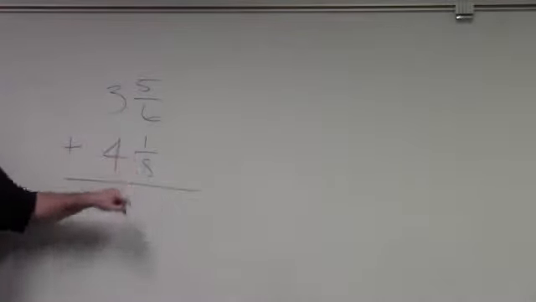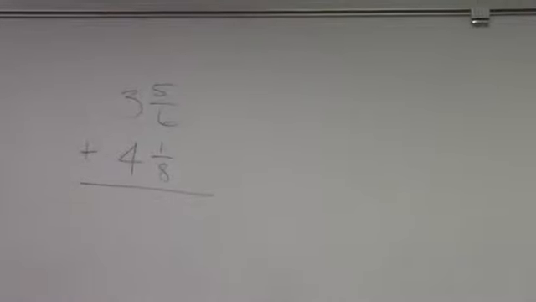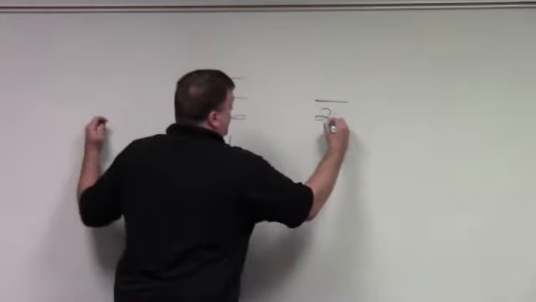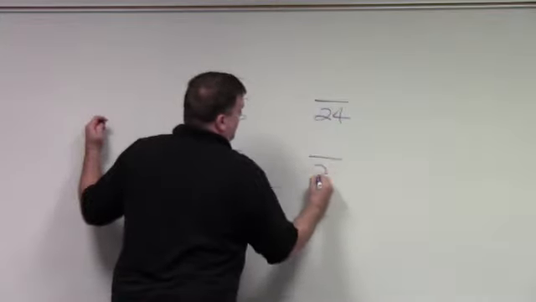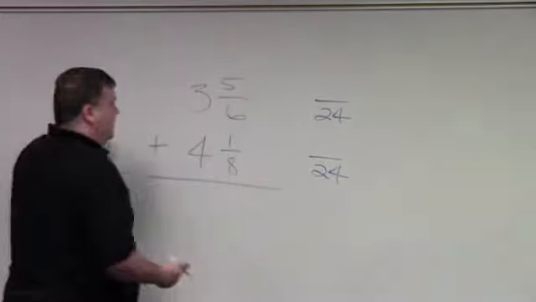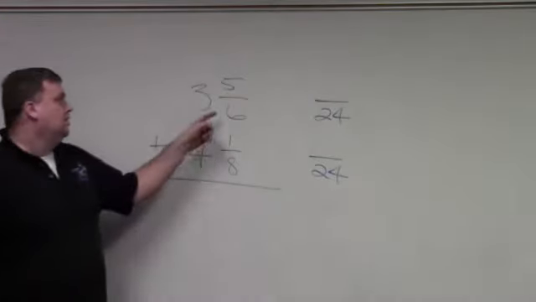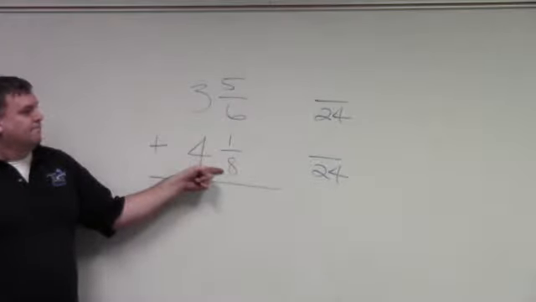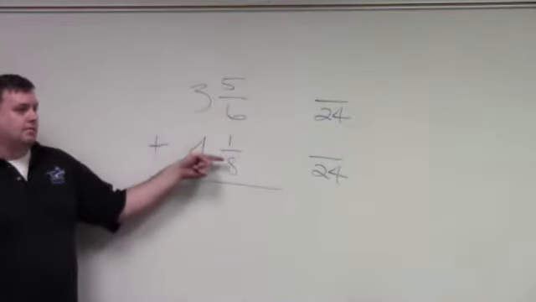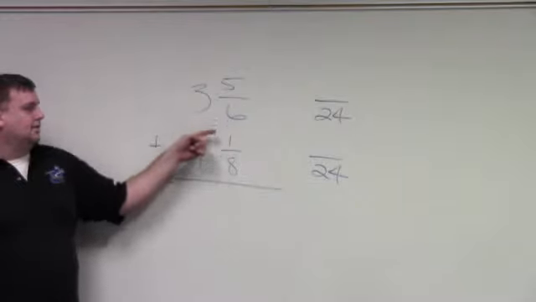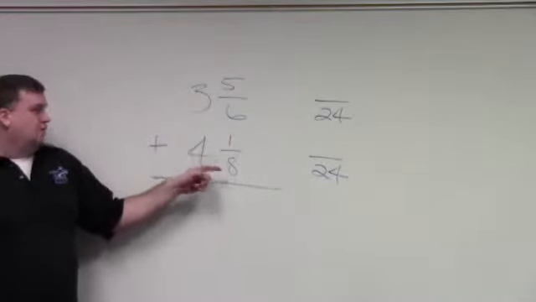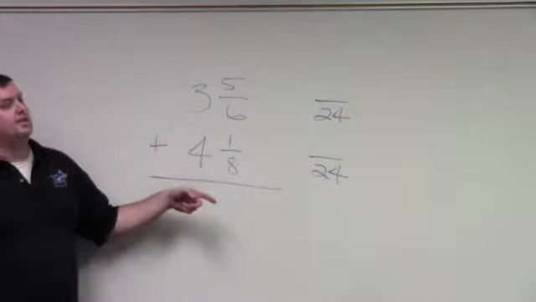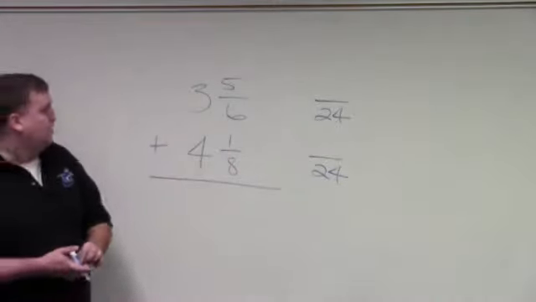Looking at 6 and 8, what would our LCD be? Our lowest common denominator? Should be 24 here, correct? And if you're having trouble coming up with that number, the trick is to look at the biggest number. Can 6 go into 8 evenly? What's the next multiple of 8? Can 6 go into 16 evenly? What's the next multiple? 24. Can 6 go into 24 evenly? Yes, so that would be my LCD.